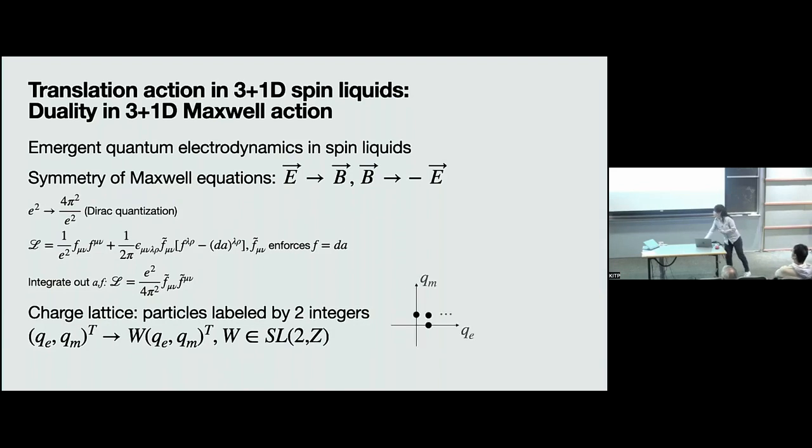And actually, this duality can be extended into a full group with the group structure of the special linear group. And the action of this full duality group can be thought of as acting on the charge lattice, where each quasi-particle in the U1 spin liquid is labeled by the electric and magnetic charge. So they are labeled by two integers. And the duality group acts as an SL2Z matrix on these coordinates in the charge lattice.